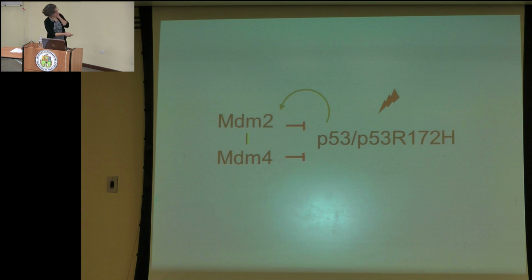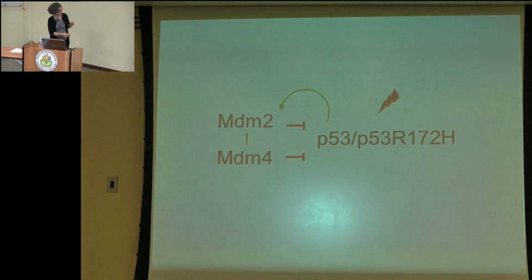In other models that we've generated, we also know that the interaction between these two proteins is important as an inhibitor of p53. So what we're thinking right now is that the best E3 ubiquitin ligase for p53 is actually a complex of these two proteins. Okay? We still have some work to do to evolve that idea.